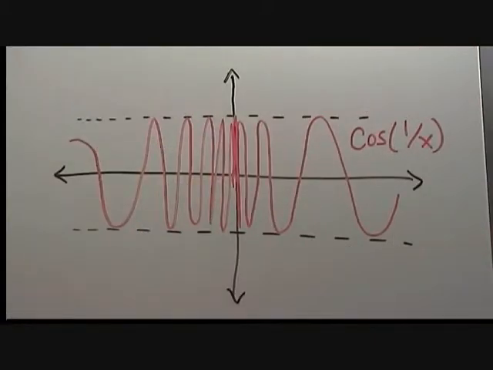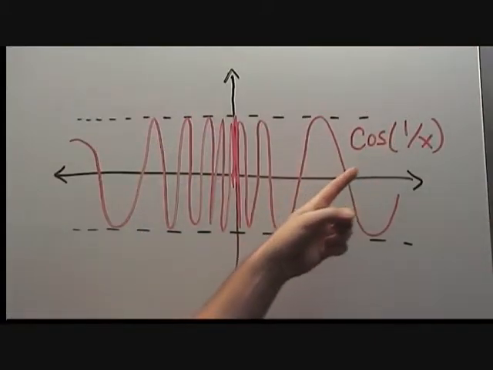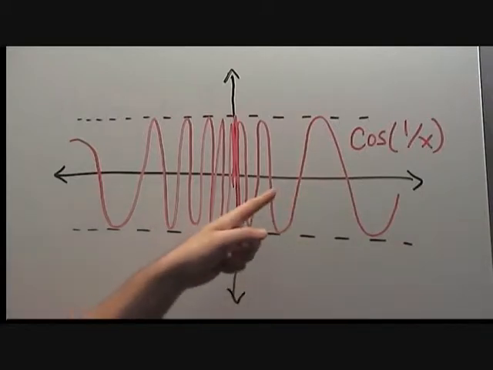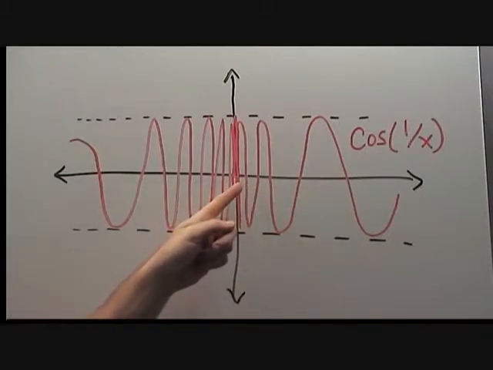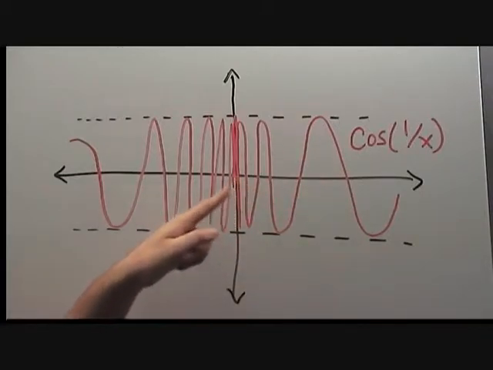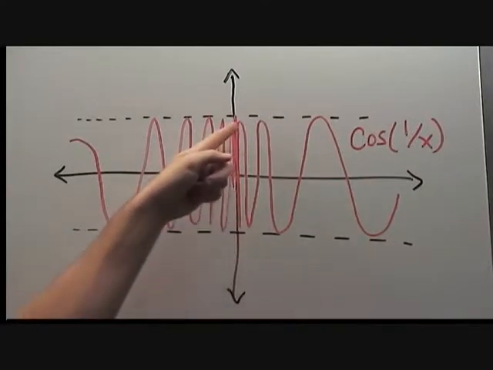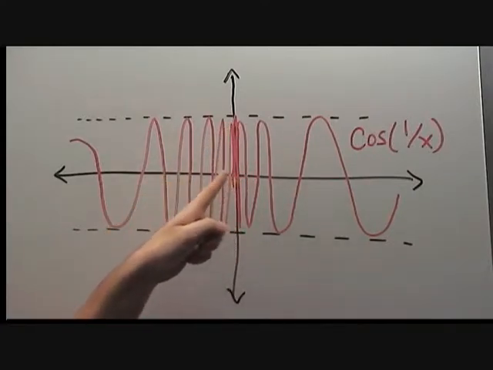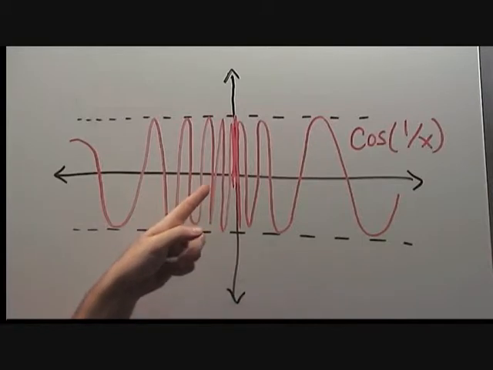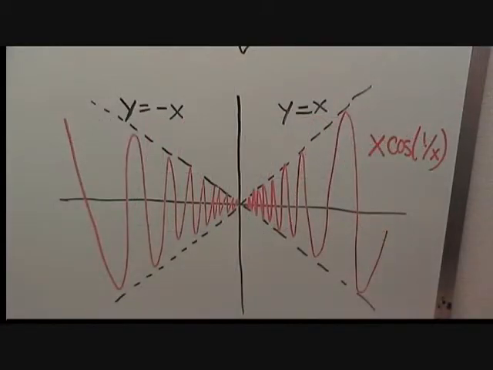Let's look at the graph of the cosine of 1 over x. As x goes to 0, the function oscillates more and more rapidly between -1 and 1. So much so that as x goes to 0, this function does not have a limit.